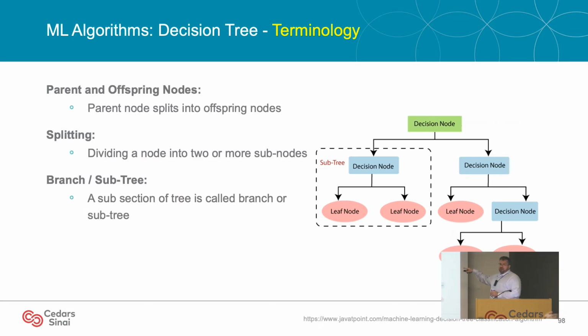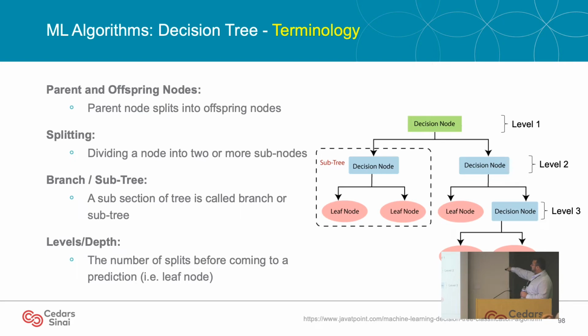There are also these terms, parent and offspring nodes. A parent is really anything above, and a child obviously is below. Splitting is what occurs at a node, so you split your instances on one direction or another. And then we have this idea of a branch or a subtree. It's just a subsection of the decision tree.